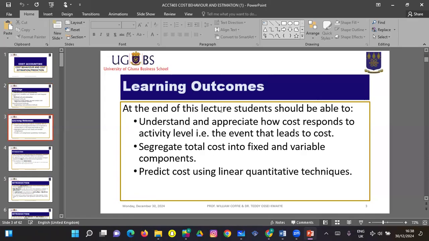So at the end of this lecture, students should be able to understand and appreciate how cost responds to activity level, that is the event that leads to cost. And then segregate total cost into fixed and variable components, and predict cost using linear quantitative techniques. So basically, our main aim in using the high and low method is to separate total cost into fixed and variable cost. So the high and low method will help us know our fixed and variable cost in a total cost. Total cost will normally be given, and then our main aim is to divide it into two.